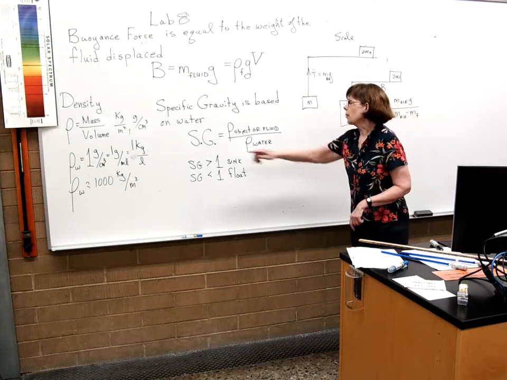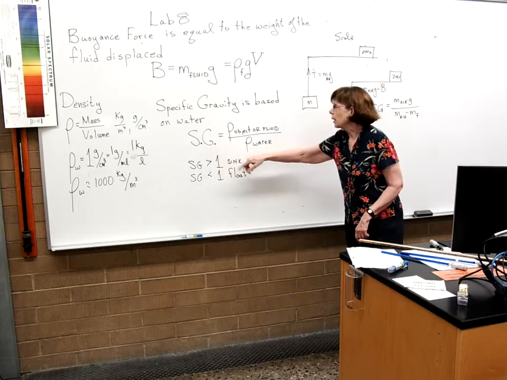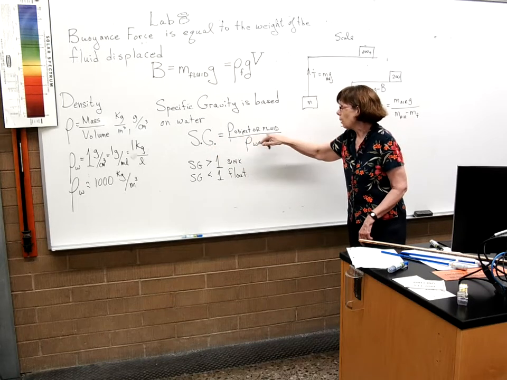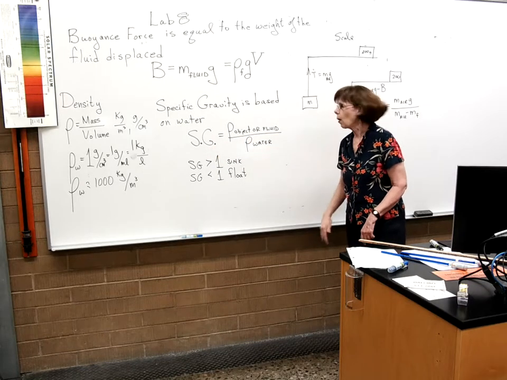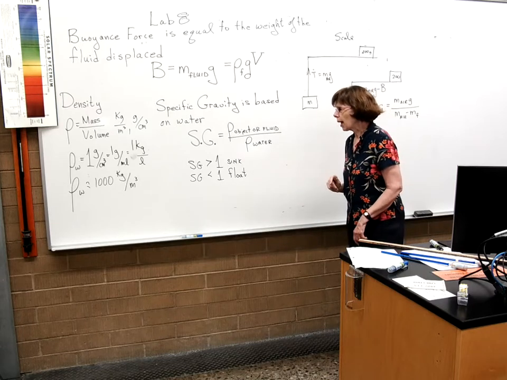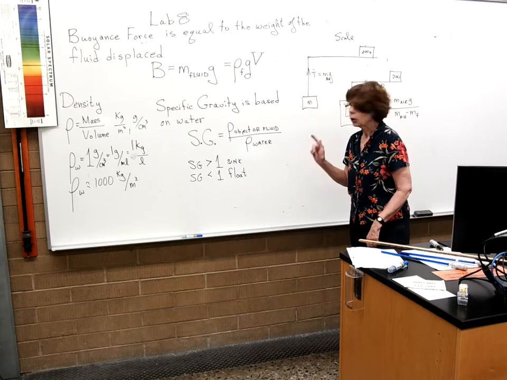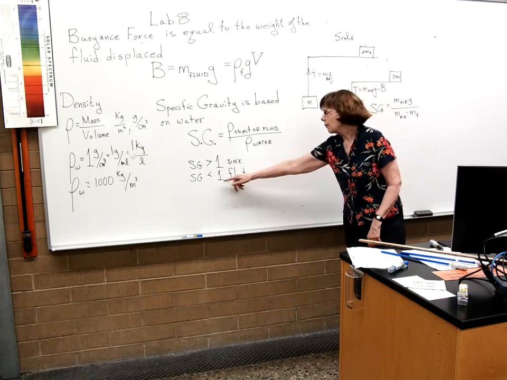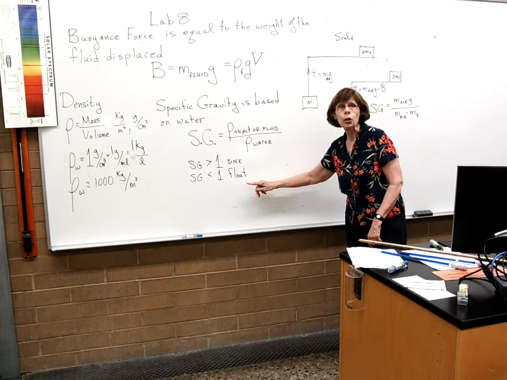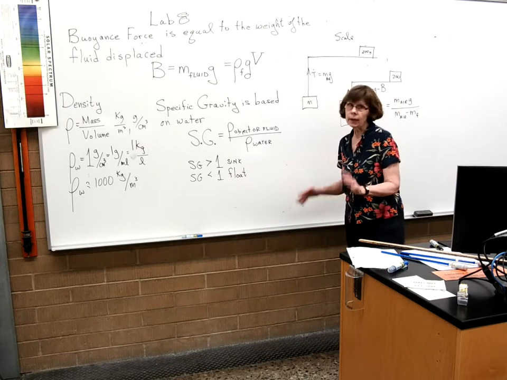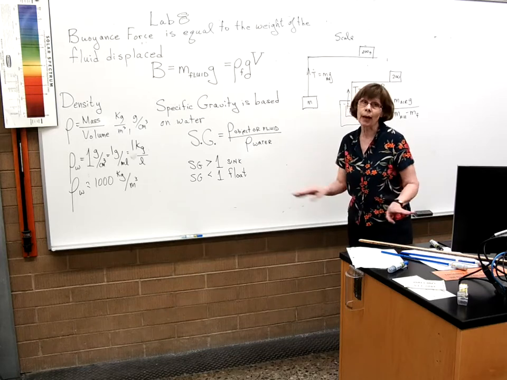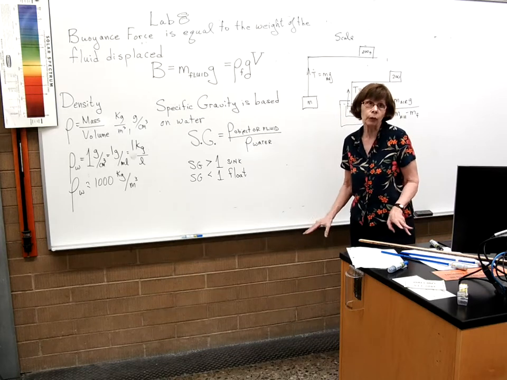So based on that, we have specific gravity, which is the density of the object or fluid over the density of water. If your specific gravity is greater than 1, you will sink. If your specific gravity is less than 1, you will float. If it's equal to 1, you're just going to stay wherever someone puts you in the water.